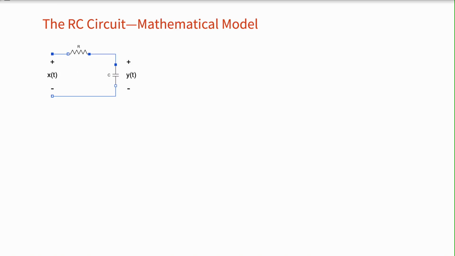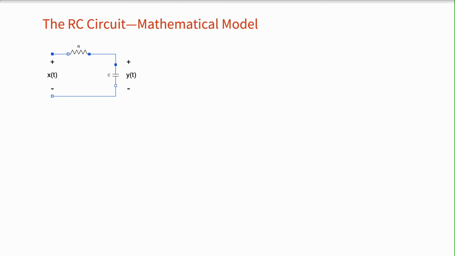A simple RC circuit consists of a resistor and a capacitor and a voltage source which are connected in a series or in a single loop. This is the most common circuit that you encounter in electrical engineering. Here we are not showing the voltage source and the voltage across the source is just called X of t.